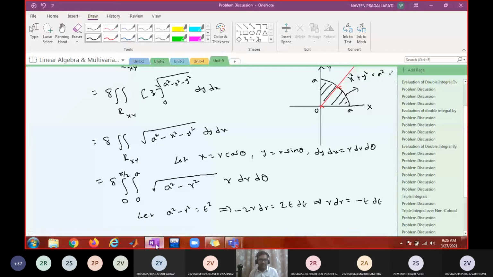Okay, what will be the limits of integration? R tends to 0 implies t tends to a. R tends to a implies t tends to 0. Am I right? Shall I proceed?